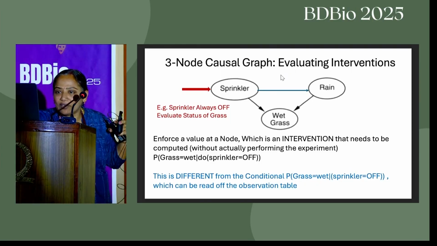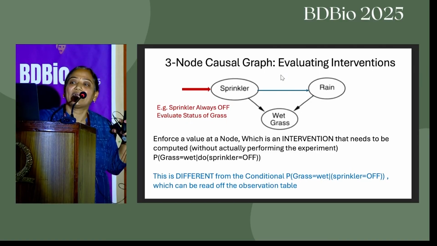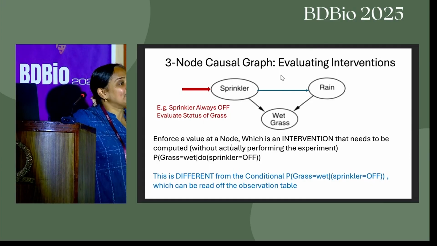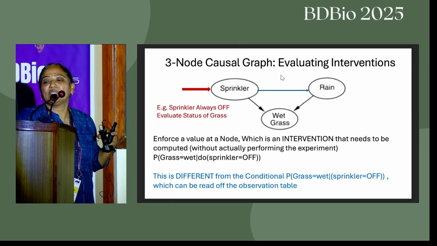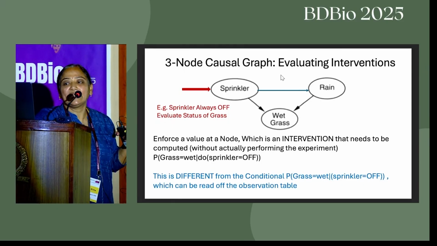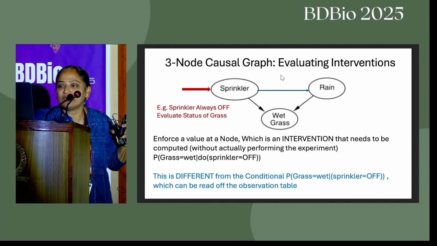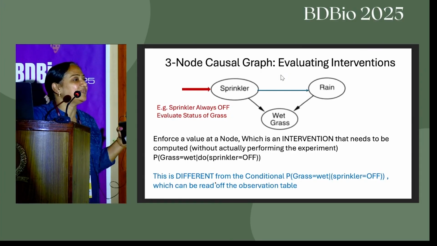So you enforce a value at a node, which is an intervention that needs to be computed without actually performing the experiment. See the kind of freedom it gives you. You don't need to manipulate. You can just compute it. So here you will compute the probability of the status of grass given this intervention. This, mind you, is very different from the conditional probability, which can be read off the observation table.